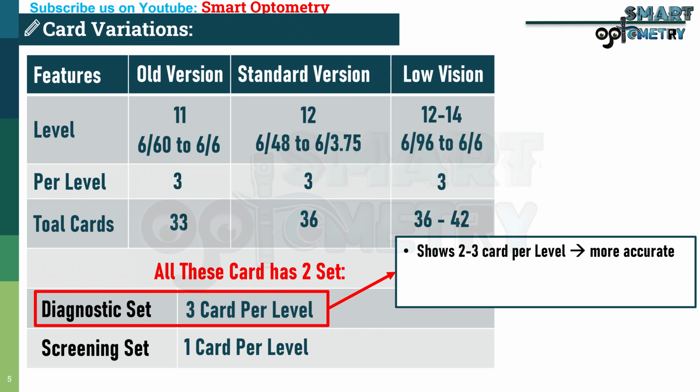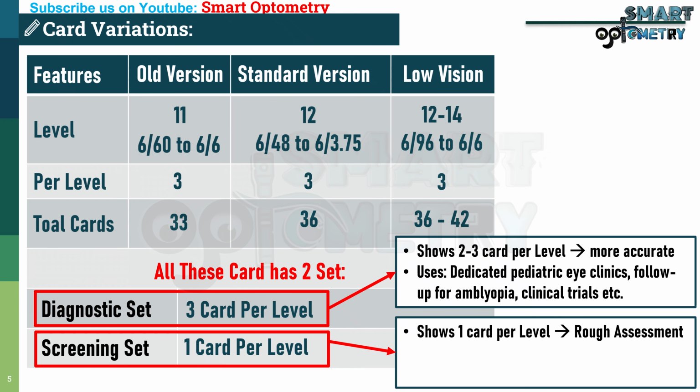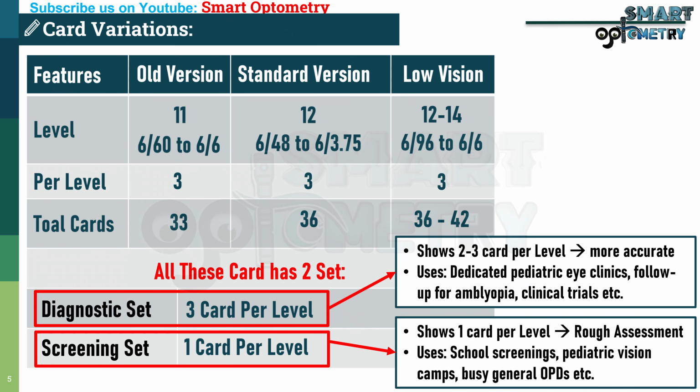Diagnostic set shows 2 to 3 cards in the same visual acuity level that gives more accurate result and is used in dedicated pediatric eye clinics, follow-up for amblyopia, clinical trials, etc. Screening sets show only 1 card in the same visual acuity level that gives rough or fast assessment of visual acuity and are used in school screening, pediatric vision camps, busy general OPDs, etc.